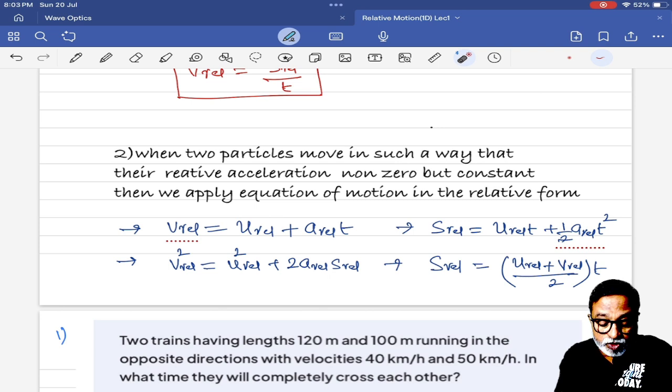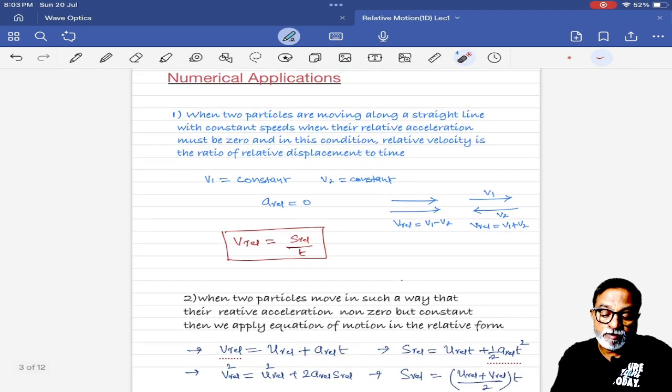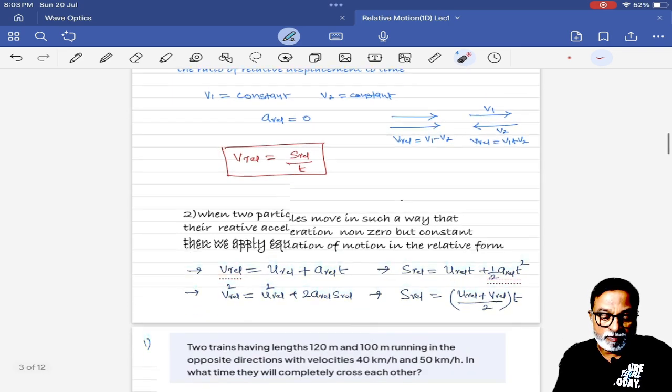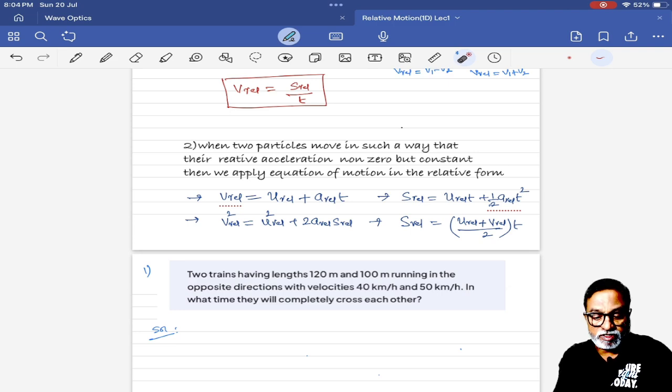And another one is V square minus U square is equal to 2 A S. V square rel minus U square rel is equal to 2 into A rel into S rel. And this one, S rel is equal to U rel plus V rel by 2 into T. This is S is equal to U plus V by 2 into T. See, these equations of motion we can use in the form of relative velocity. So these are the two applications used in problems. For example, when velocities are constant, acceleration is 0, అప్పుడు డైరెక్ట్ గా V rel is equal to S rel by T అని చూస్తాం. యాక్సలరేషన్ కాన్స్టెంట్ ఉంటే మనం కాన్స్టెంట్ యాక్సలరేషన్స్ కి 4 ఈక్వేషన్స్ ఆఫ్ మోషన్ యూజ్ చేస్తాం, అవి రాయాలి.